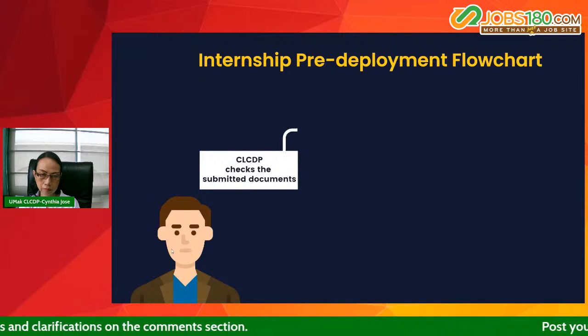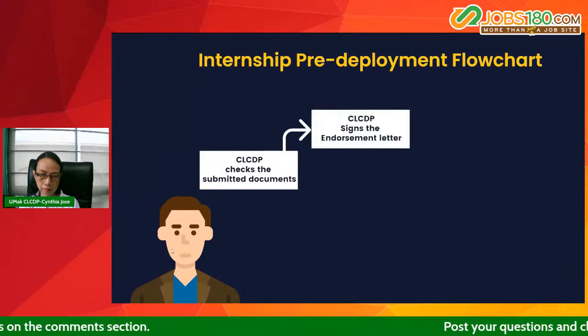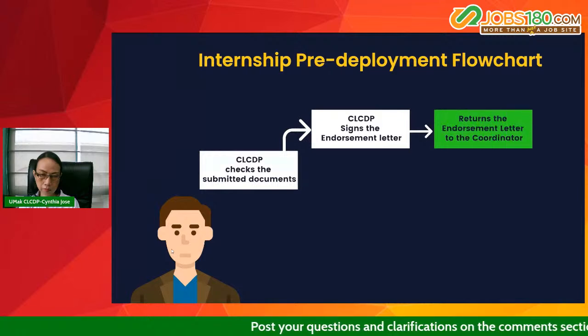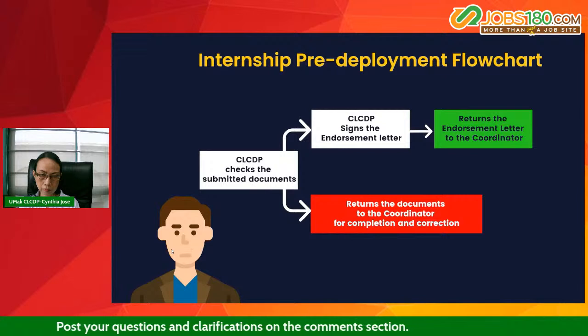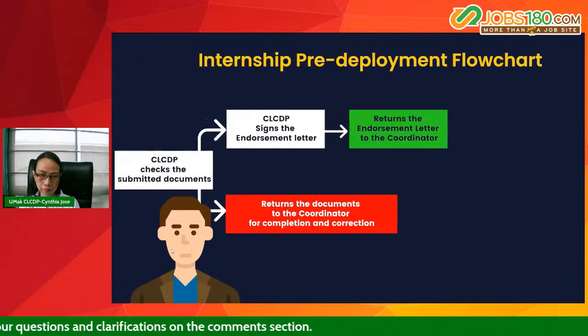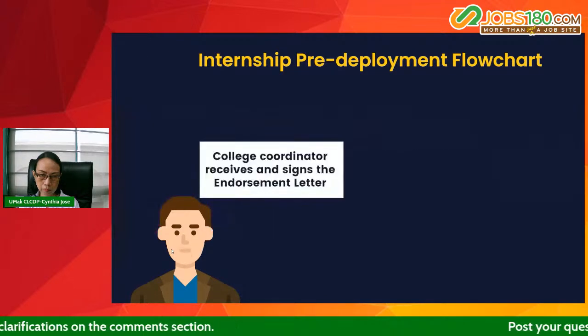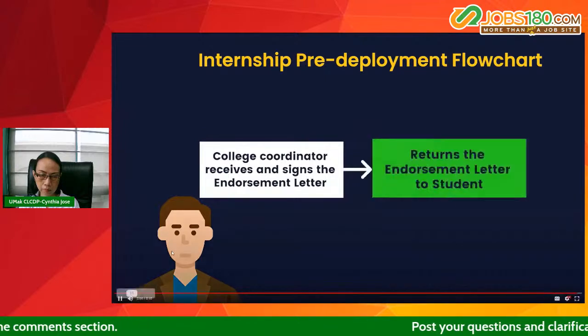If the documents are complete and correct, CLCDP signs the endorsement letter and returns it to the coordinator. If not, CLCDP returns the documents to the coordinator for completion and correction. Coordinator receives and signs the endorsement letter and returns it to the students.